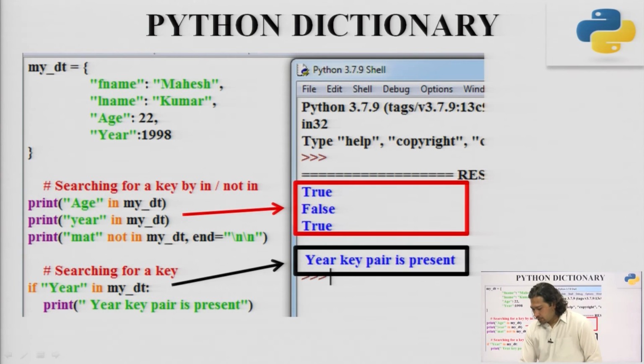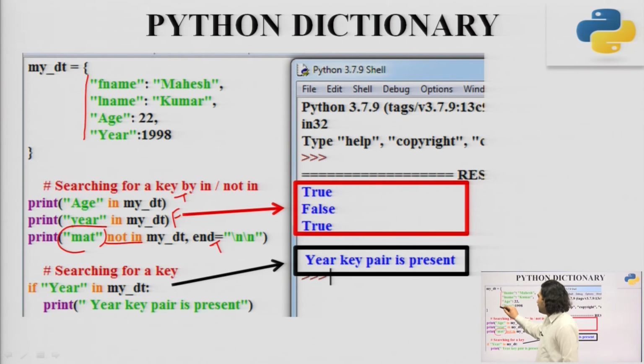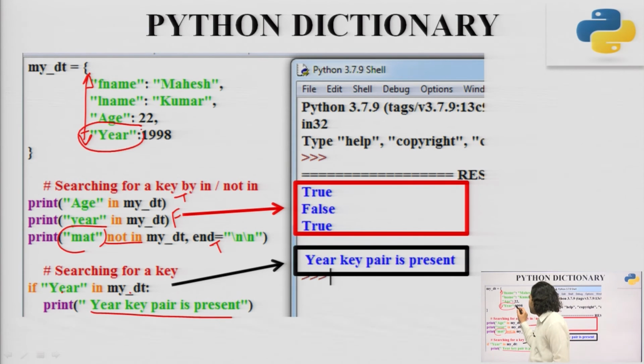Now, let us confirm the output. Here you can see that for this it is true, for this one it is false, and again it is true. Here it is not the case of in, but it is not in. It is directly saying that this mat key is not available in the key set. Another thing is we are getting the output year key pair is present, that means the year is present in myDT. Here it is.